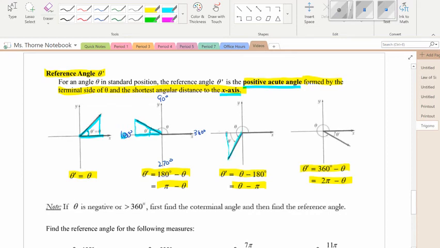the shortest angular distance to the x-axis and positive acute angle would be this right here. So theta prime is theta minus 180, because now we've gone past 180. And in the fourth quadrant, it would be this angle right here for theta prime, so 360 minus theta, or 2 pi minus theta. So if theta is negative or greater than 360, first find the coterminal angle, then find the reference angle. So always make sure it's in between 0 and 360.